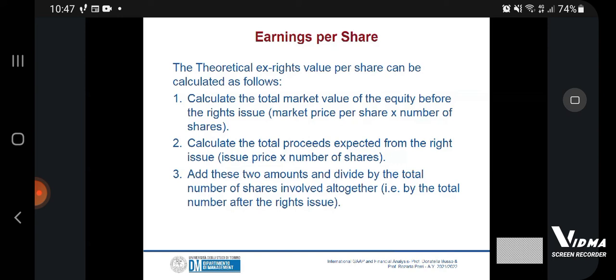The total number of shares after the rights issue, okay, that's okay. Whereas the total value is the capitalization, the total number of shares multiplied by the market price before the rights issue, plus the total proceeds. How much money do we get by issuing these rights? The number of shares that are issued multiplied by the issue price, okay?